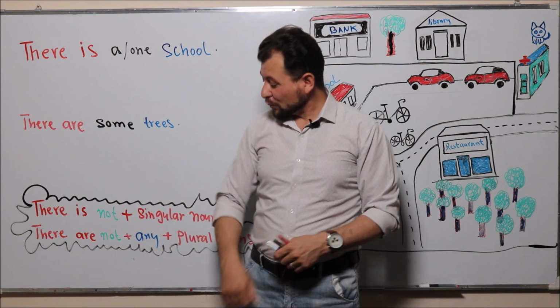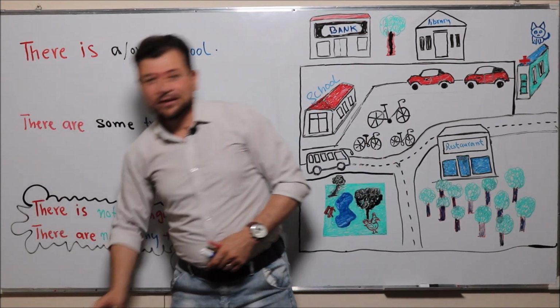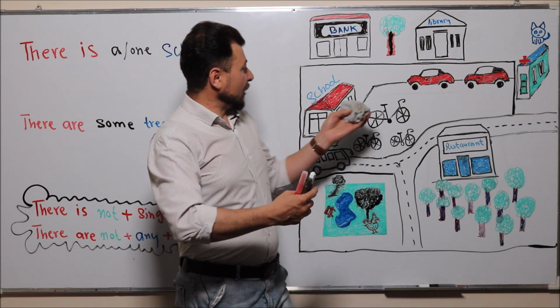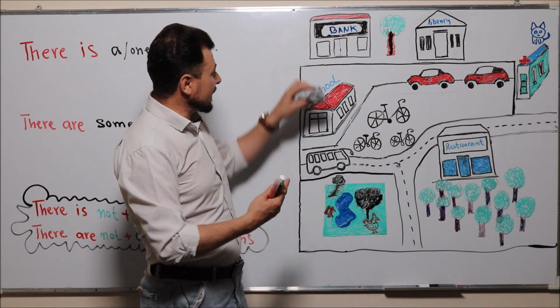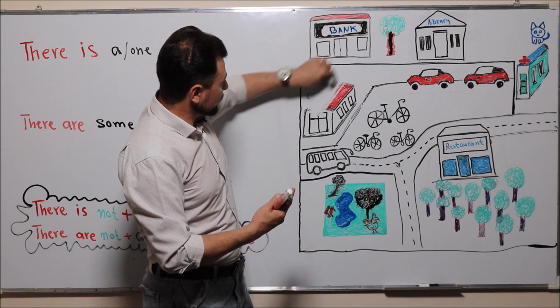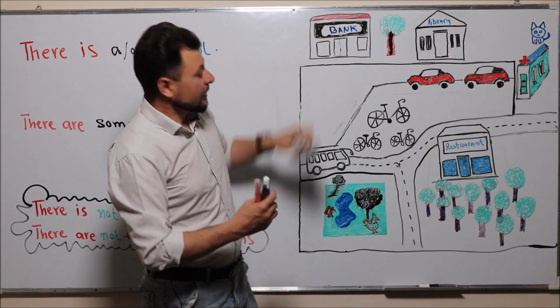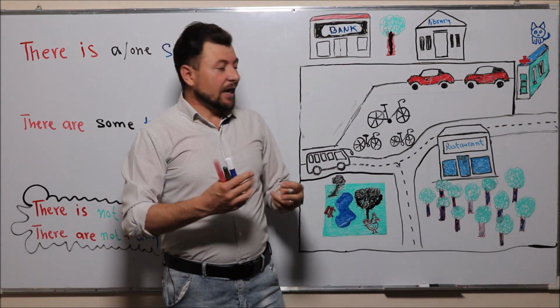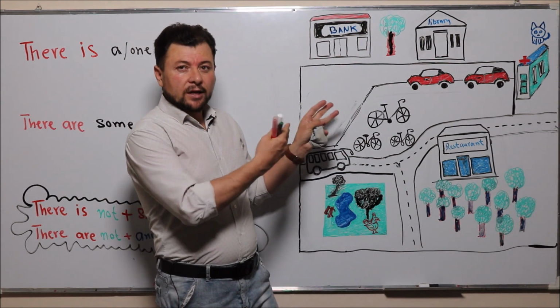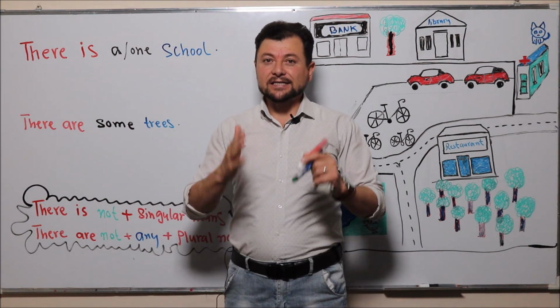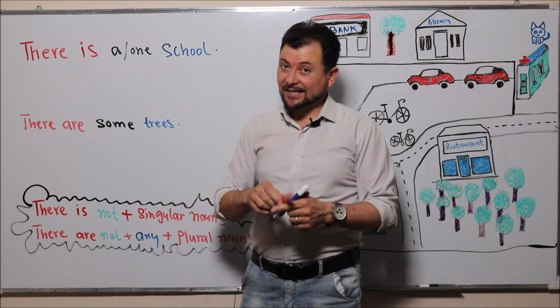Now let's do one more thing. So now let's look at this picture, and now I'm going to clean the school. Now the question is, is there a school in this picture? So the answer is, there is not a school in this picture.